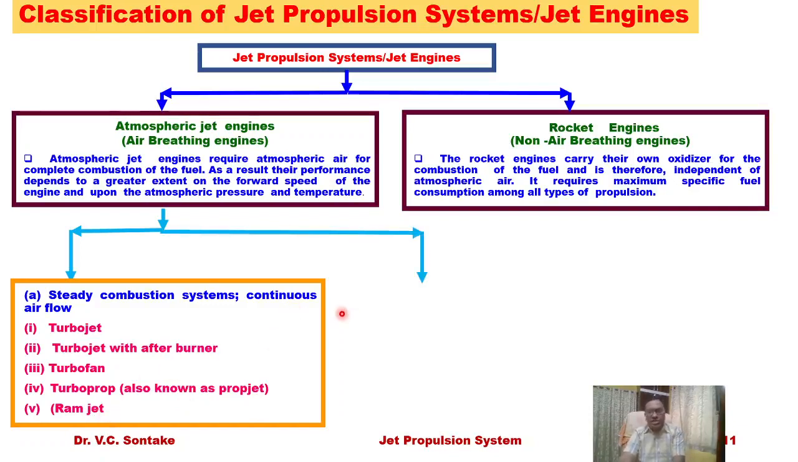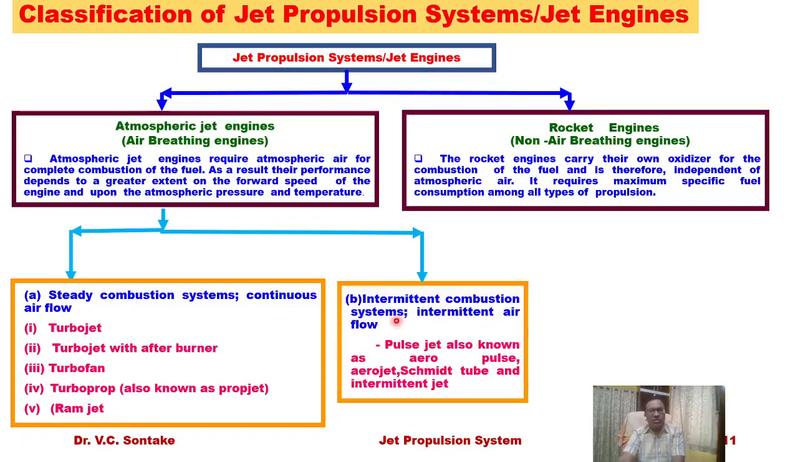Then atmospheric jet engines are further subclassified as intermittent combustion systems or intermittent airflow systems. Here combustion will take place alternately or intermittently. In one cycle, combustion will take place, and in another cycle, the combustion products will be utilized to generate thrust and propel the system in the forward direction. Pulse jet is the example of an intermittent combustion type of jet propulsion system. It is also known as aeropulse, aerojet, semi-tube, and intermittent jet.